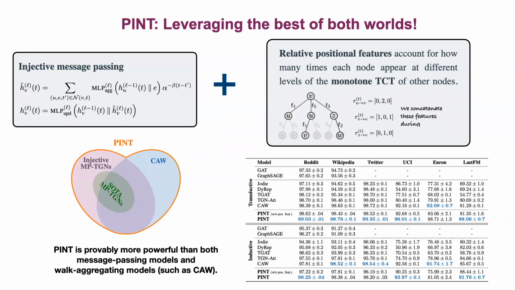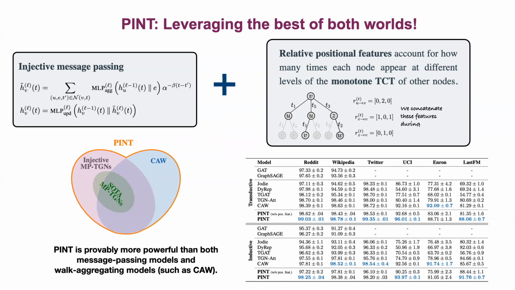So this is position encoded inductive temporal graph network. And it is probably more powerful than the two versions that I talked about, the most popular class of the temporal graph networks. And the idea is again, you try to aggregate these features, and at the same time, you do some injective message passing updates as well. And this seems to work quite well in practice.